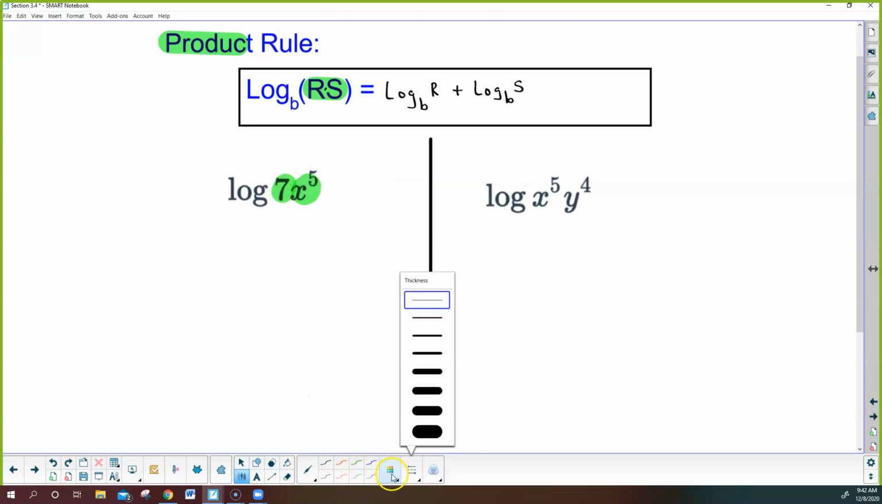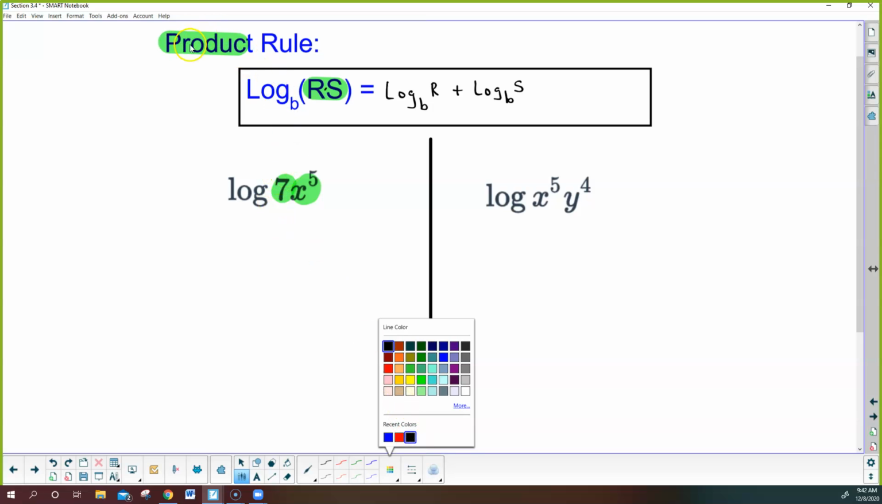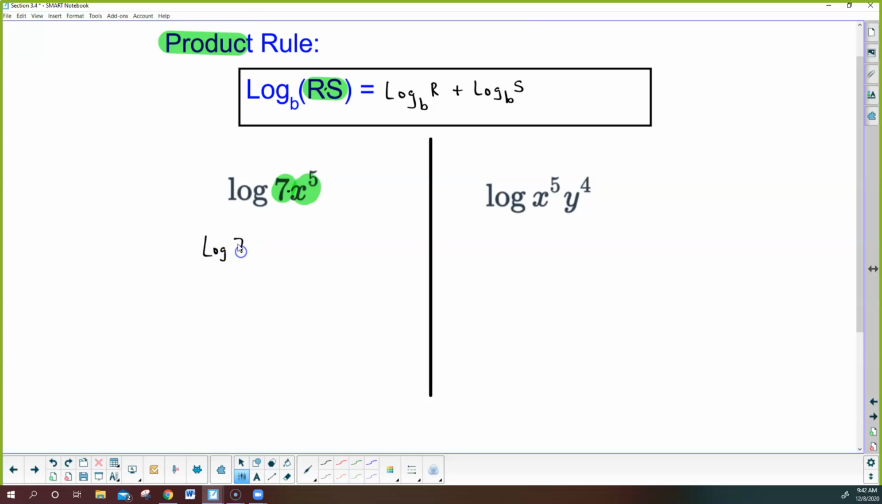So I'm going to first use the new rule, the product rule. We're going to split up this log of 7 and x to the 5th. So it's going to turn into log 7, and then the product turns into the addition of log x to the 5th. So that's just applying the product rule. And some students like to write, okay, what step did I do? I applied the product rule.